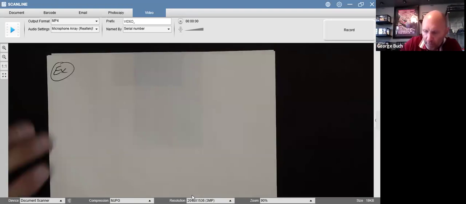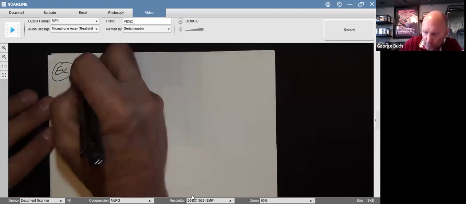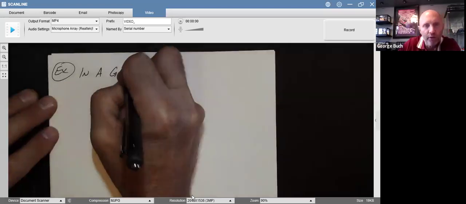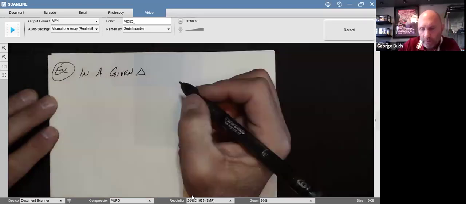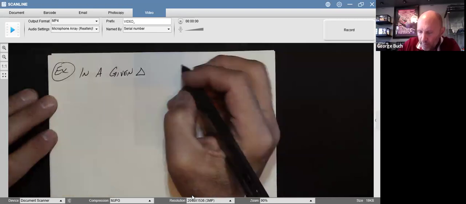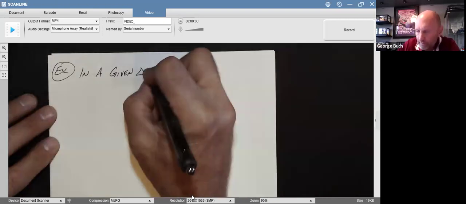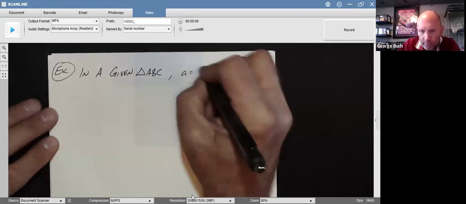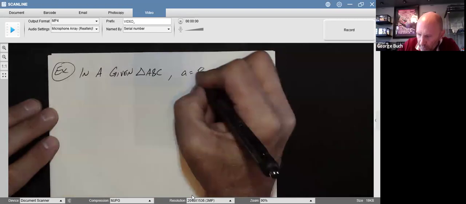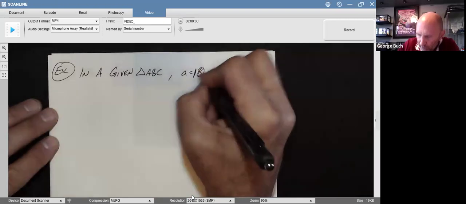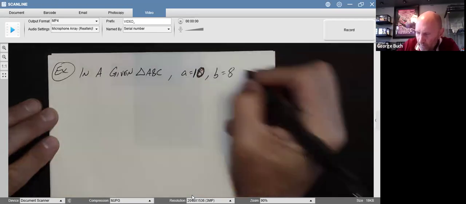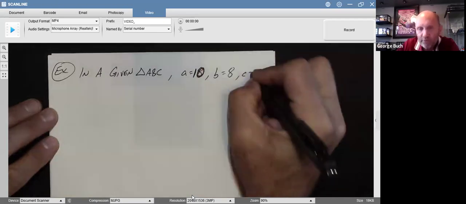So we have the following. In a given triangle, now notice it does not say right triangle, so I can't use SOHCAHTOA. So in a given triangle ABC, side A is 10. Side B is 8. And side C is 6.